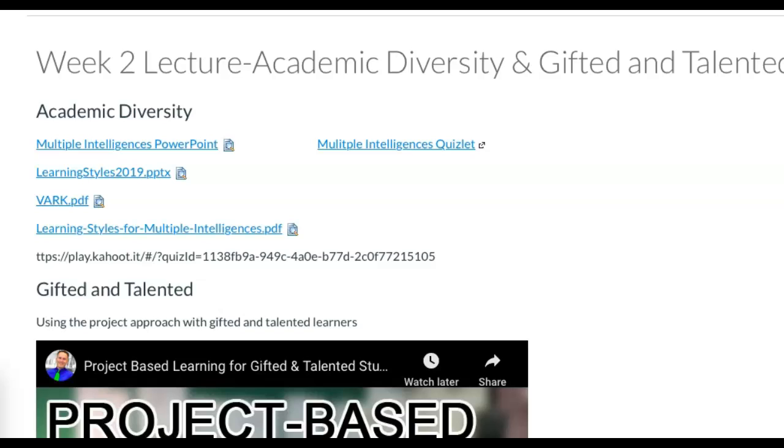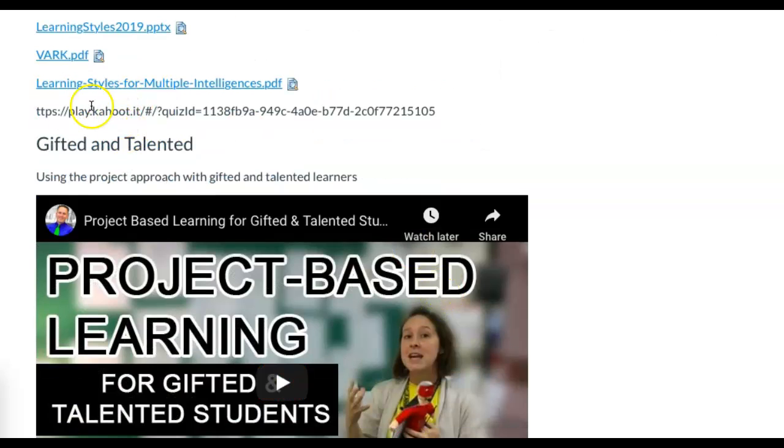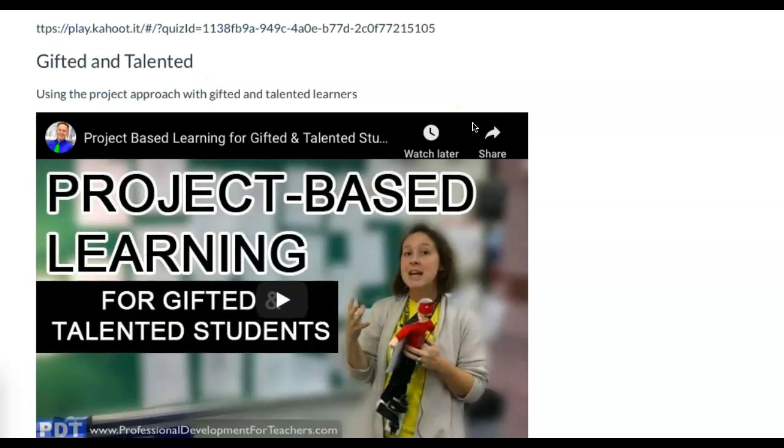You can look at it, there's lots of ways, and I'm blanking on the third way. This one goes into visual, auditory, reading and writing, and kinesthetic. There's a Kahoot there. If we were all together, we would do it.